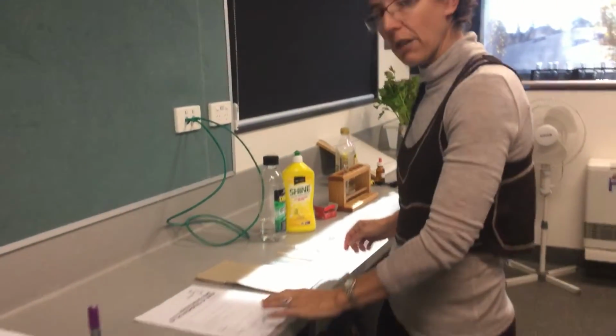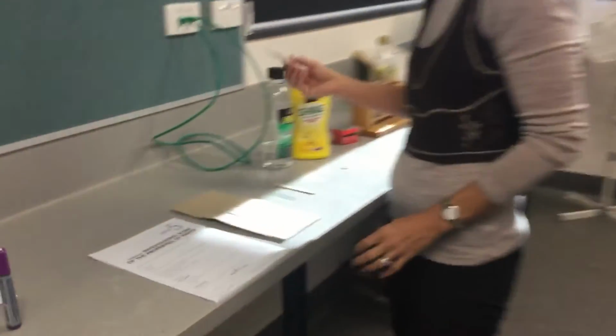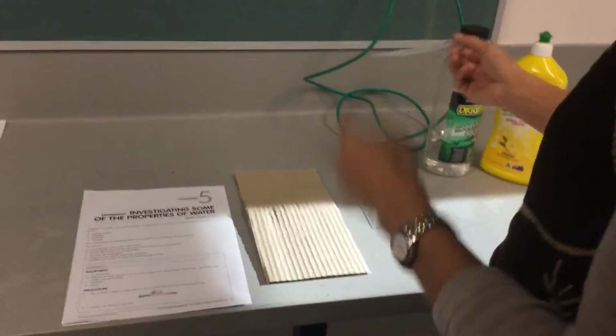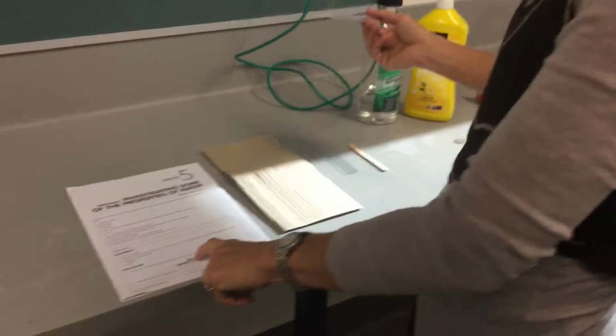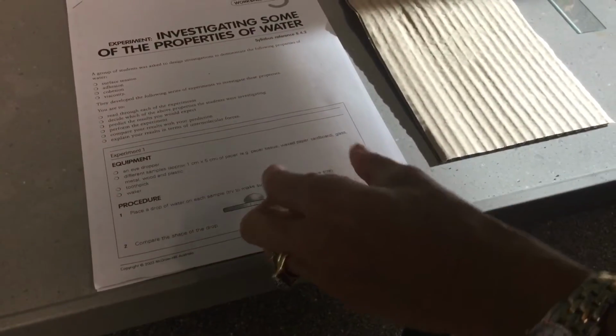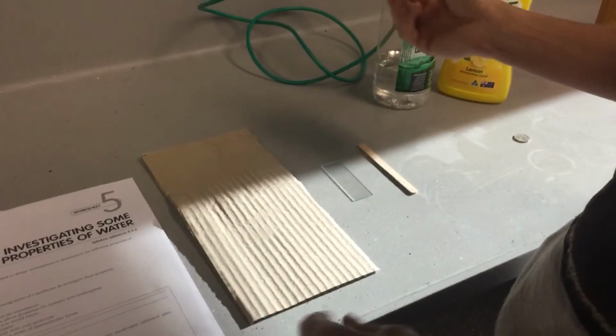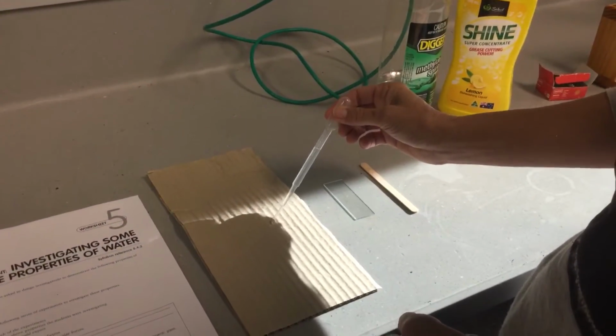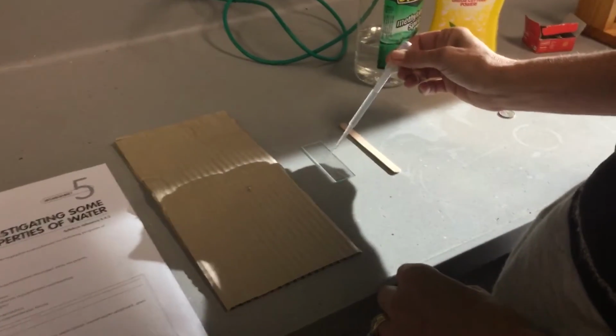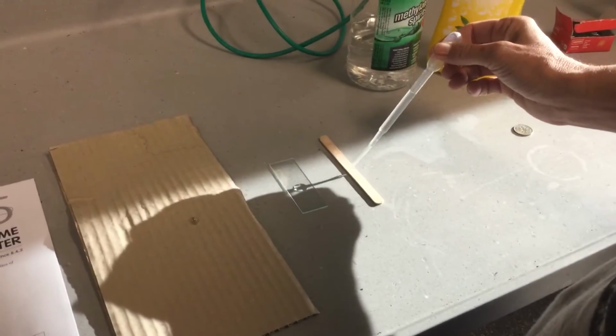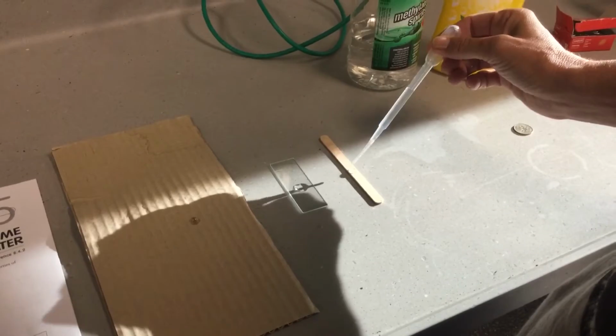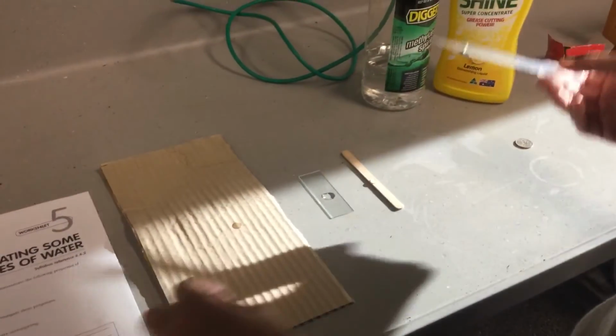So the first task here, in experiment 1, we want you to put a drop of water onto different surfaces. What we're looking for is whether the water is sticking to itself, which is cohesion, or whether it's sticking or going through the wood or onto the glass, and what it's doing. So you'll place the drop onto the different surfaces and then you'll observe the shape of the drop of water.